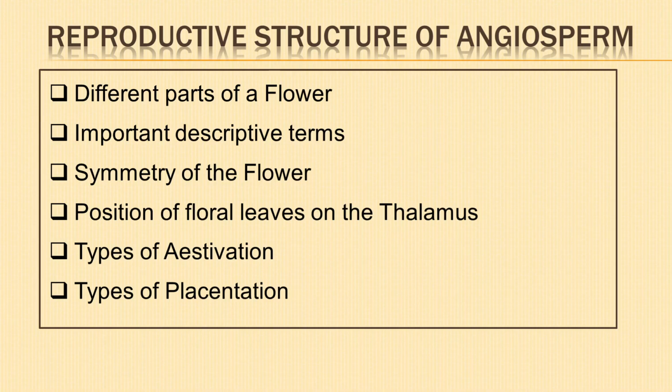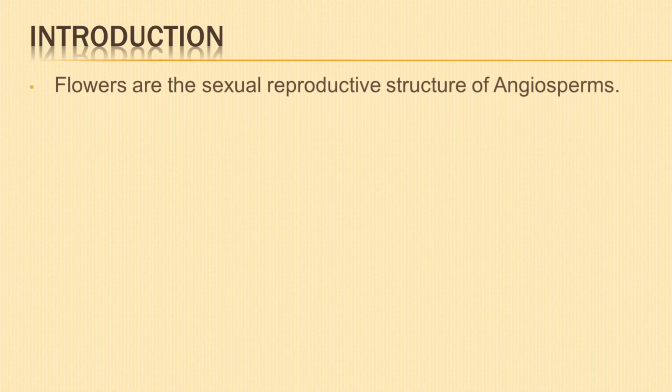Hello. In today's video, we will learn in detail about the reproductive structure of angiosperm. By the end of this video, you will have a clear understanding of different parts of a flower, important descriptive terms related to a flower, symmetry of the flower, position of floral leaves on the thalamus, types of estivation, and finally, types of placentation. Let us begin by defining a flower.